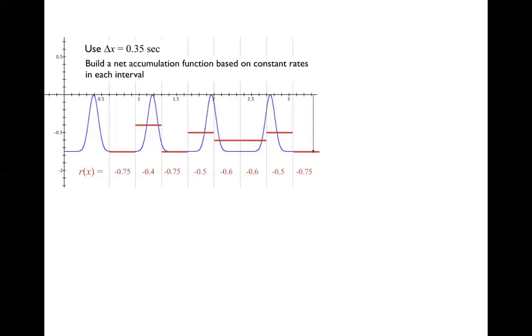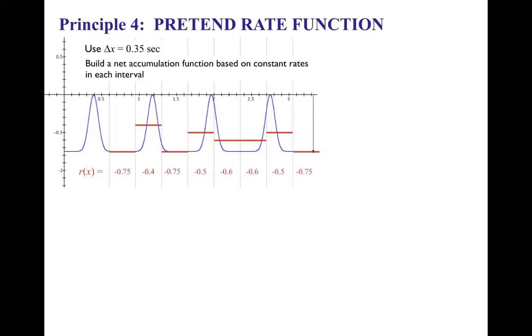Oh, by the way, this was where the notes picked up, right? So if you have those note sheets, I gave you a chance to create that graph as I was creating it. So again, the red function, super important. We call this a pretend rate function. It's pretending to be the original changing rate function. It's doing its best to be the blue changing rate function, but with constant rates over fixed intervals of 0.35 seconds.